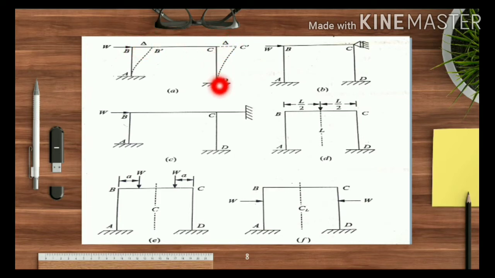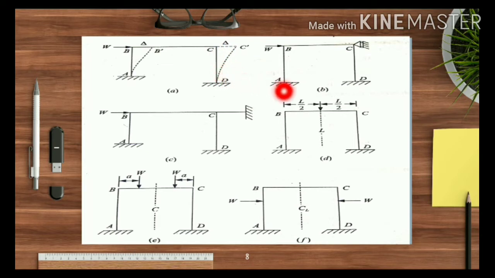Here also the member CD changes to a new position. The delta will be the same for both AB and CD. This is a sway frame. The sway is mainly due to the horizontal load acting on the column AB. There is no symmetry in loading and there is no support at the beam level to resist this sway. Therefore it is a sway frame.